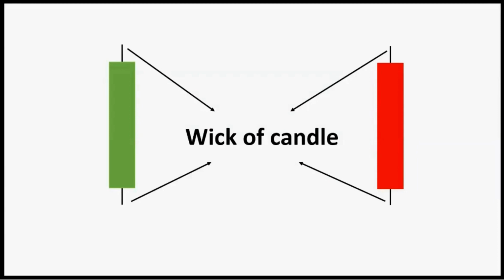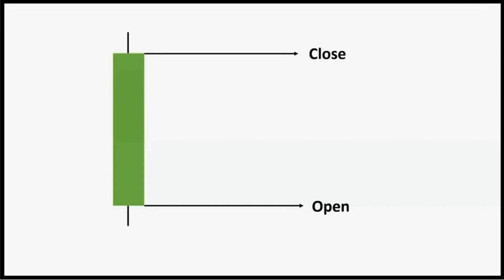Now let's understand individually what a bullish and bearish candle actually means. Let us consider the green candle. You see the bottommost part of the body of the green candle is called open. Open is the price level at which the stock starts to trade when the market opens in the morning. And the uppermost part of the green candle is called close. Now close is the price level at which the stock is trading when the market closes.